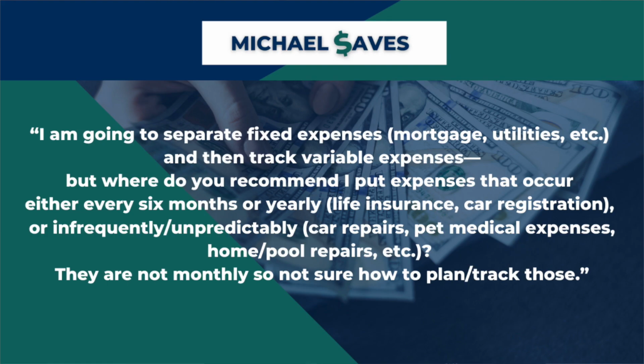Today's video is the result of a question that I had from a reader, and I'm going to show you that question right now. The reader asks, I am going to separate fixed expenses, mortgage, utilities, etc., and then track variable expenses. But where do you recommend that I put expenses that occur either every 6 months or yearly? Life insurance, car registration, or infrequently, unpredictably, car repairs, pet medical expenses, home pool repairs, etc. They are not monthly, so not sure how to plan and track those.